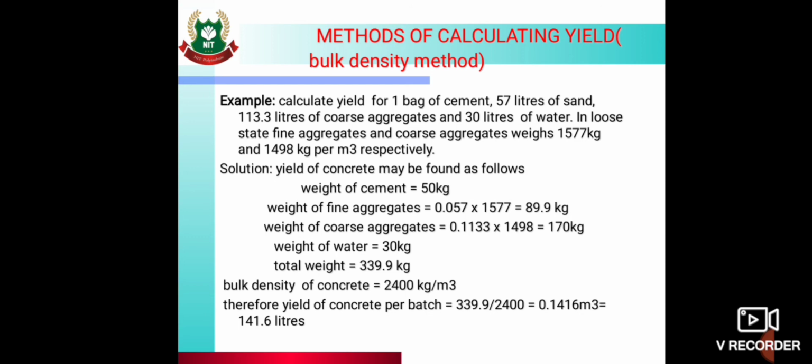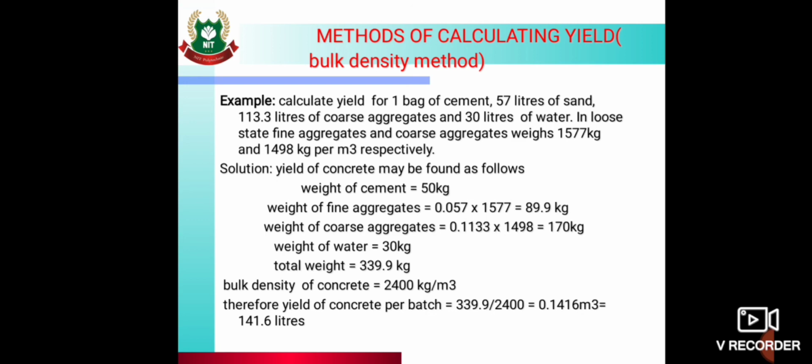Then weight of coarse aggregates. So volume is given as 103.3 liters. So we will convert it into meter cube into weight of coarse aggregate is given 1498. So value comes out to be 170 kg. Then weight of water is equal to 30 liters of water. So that is 30 kg. So we will add all this, weight of cement plus weight of fine aggregate plus weight of coarse aggregate plus weight of water. So total weight comes out to be 339.9 kg.